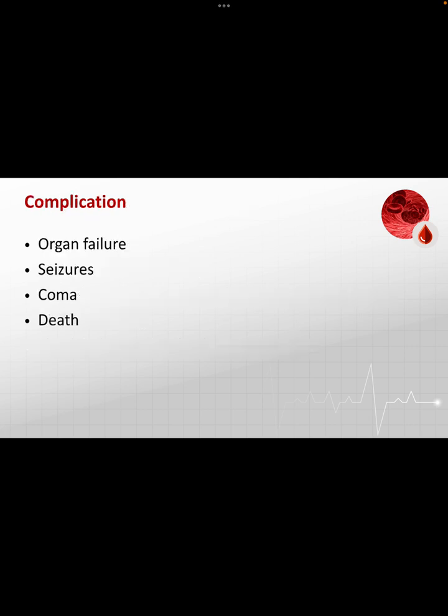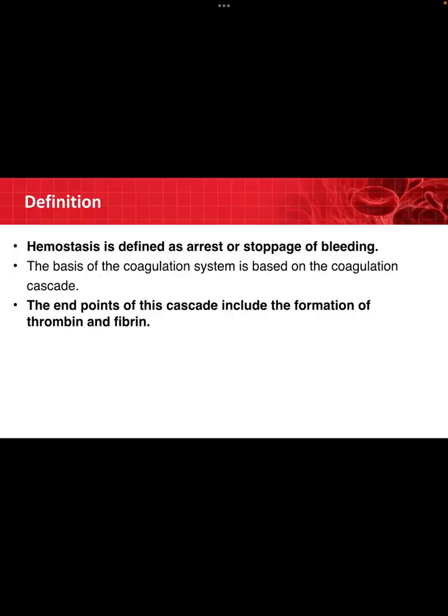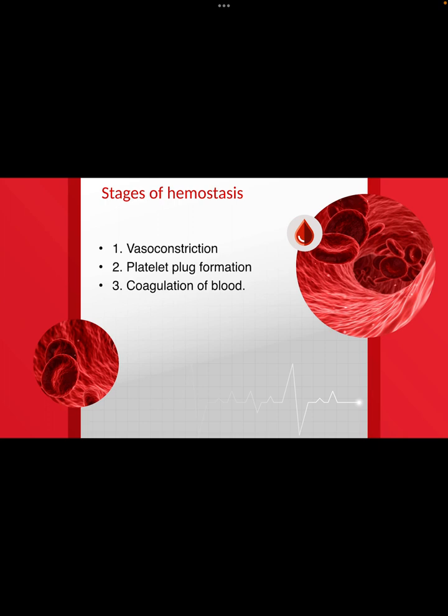The complication, if not treated properly, can lead to organ failure, seizures, coma and death. So coming on to hemostasis, whenever bleeding happens, a coagulation should be formed or coagulation factors should be acted upon. Hemostasis is defined as an arrest or stoppage of bleeding, and this is based on the coagulation system, which we'll be discussing, and it happens in 3 stages.